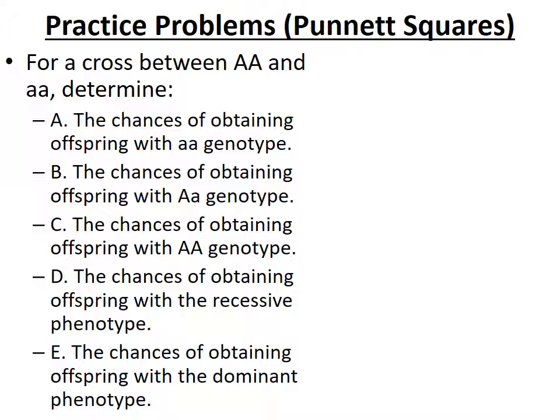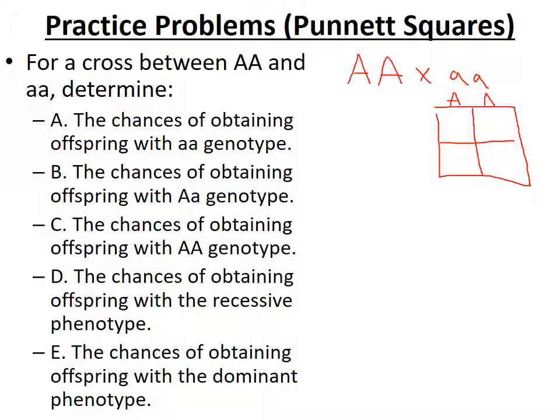So we have a cross here between big A, little a, and little a, little a. I'm going to do a Punnett square just to show you that our probability rules actually work out. So I'll put big A up here, and little a over here. So we got big A, little a, big A, little a, big A, little a, big A, little a. Now, again, you don't have to do this if you're using probability rules, but I'm just showing you that it will work out. So what are the chances of obtaining offspring with little a genotype?